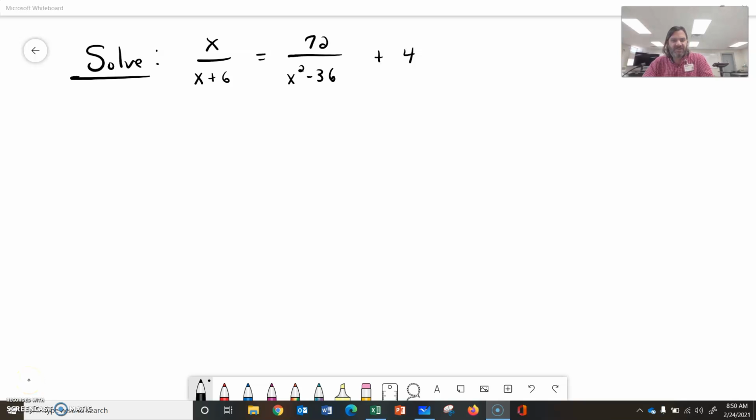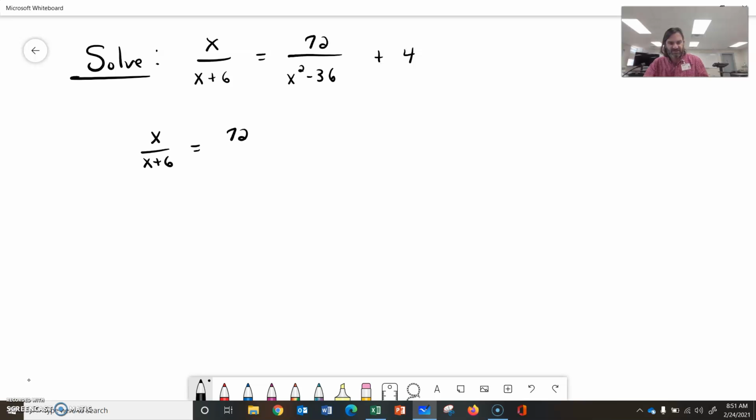Hey, we're solving the rational equation. The equation is x over x plus 6 equals 72 over x squared minus 36, and then separately on the right hand side plus 4. So we like to get rid of denominators, so I'm going to rewrite this with the denominators factored out, so it'll look like x over x plus 6.